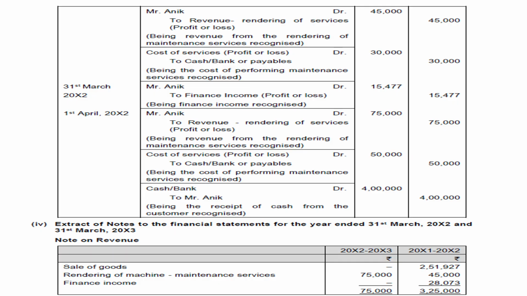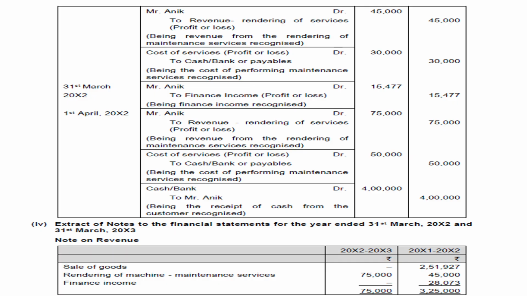Another important thing is that narration is also very important for any question that comes from journal entries, so keep this in mind. Then the cost of services to payables will be 30,000, and similarly the same entries will be passed for the 75,000 and 50,000 on 1st April 2022 as well. And your last entry is bank to Mr. Anik, the receipt of cash from the customer, fully recognized, rupees 4 lakhs.